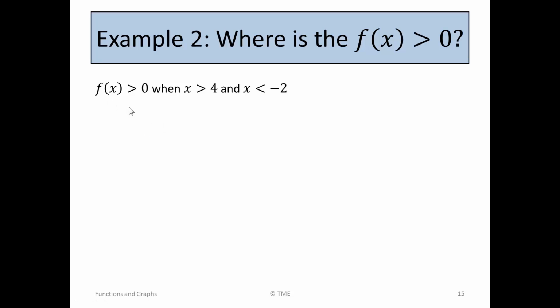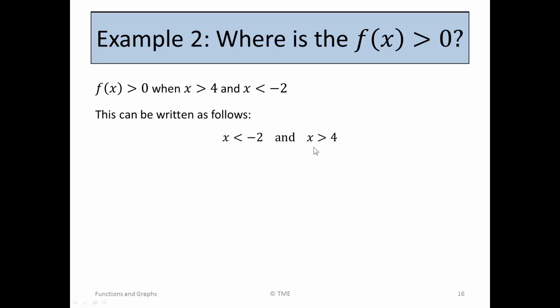So how might we write that? Well, we found that f(x) is greater than 0 when x was greater than 4 and when x was less than minus 2. So we can write that as two inequalities, when x is less than minus 2 being the first one, and x greater than 4 being the second one.